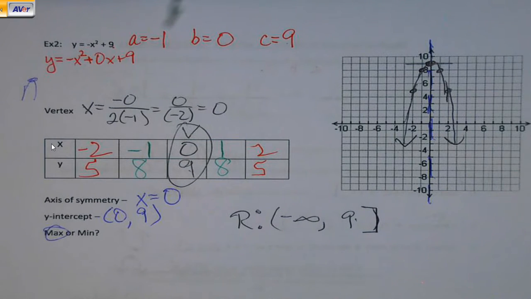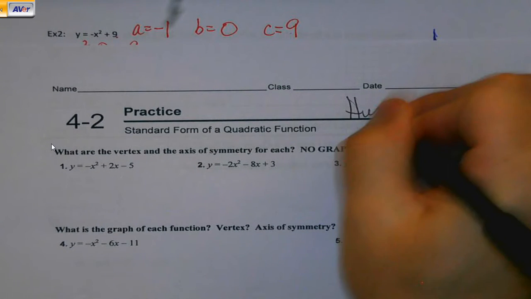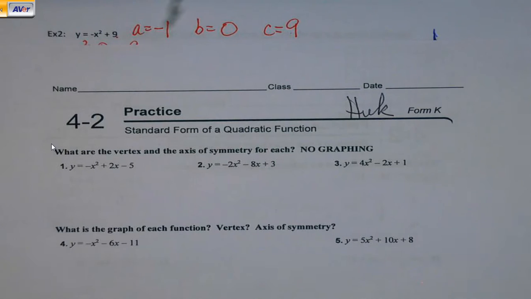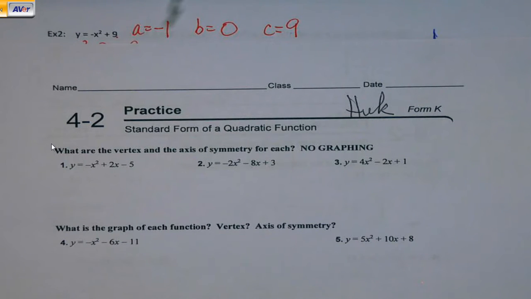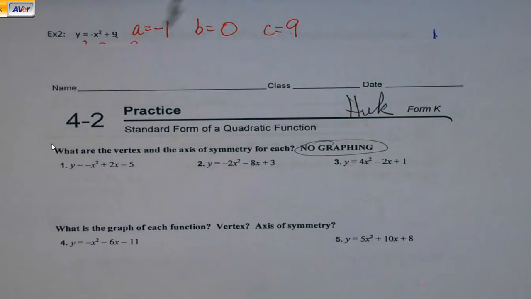So your job with this is to work through the worksheet that was up there with it. Okay, practice K. This is the homework. Date things. Dating things is good. It'll help when we get to homework checks or if you're looking to something. But read carefully. Okay, for 1 through 3. What's the vertex and the axis of symmetry? No graphing. Okay, you do not need to graph 1 through 3. Just find the vertex and the axis of symmetry.